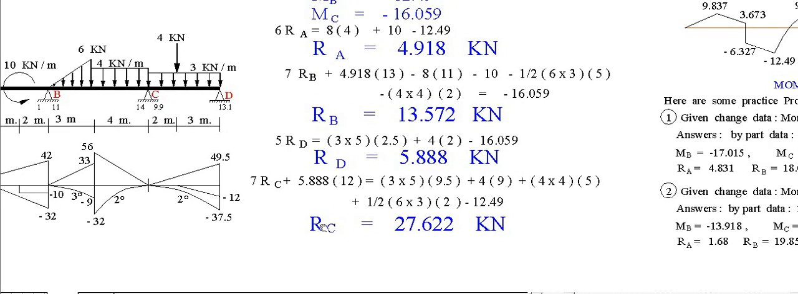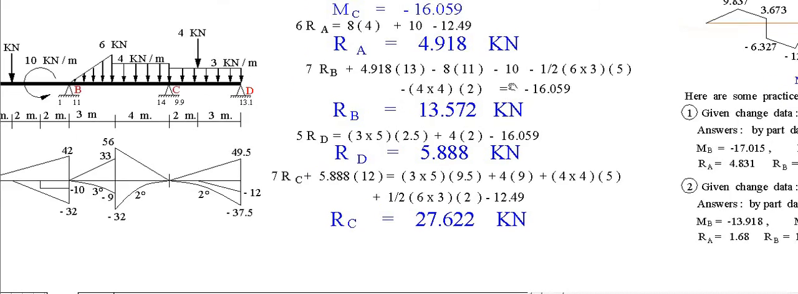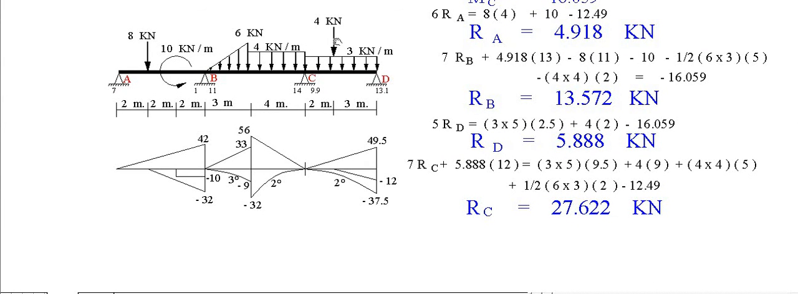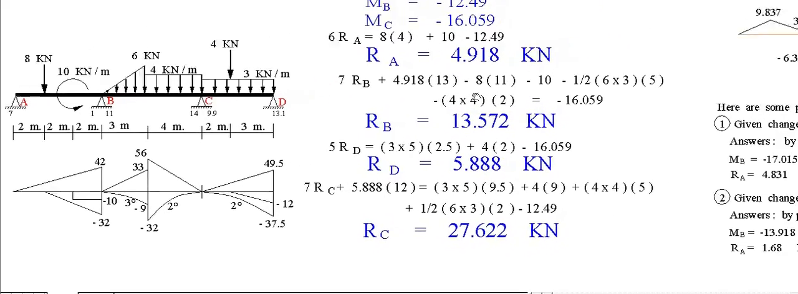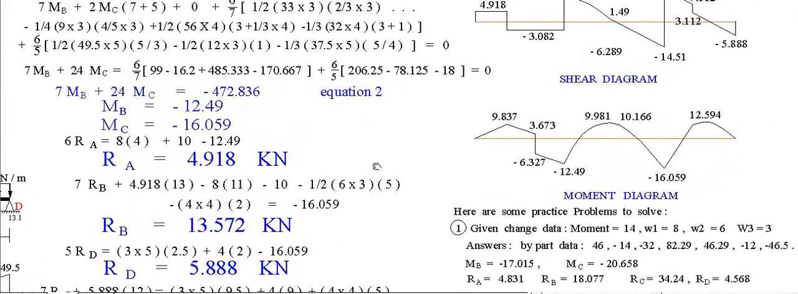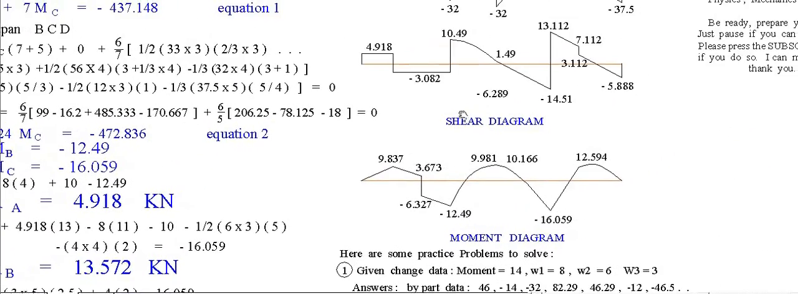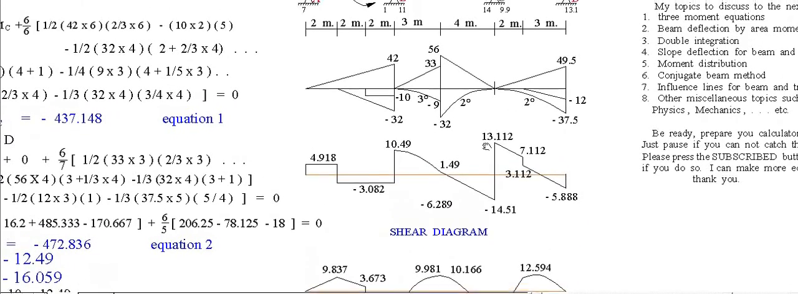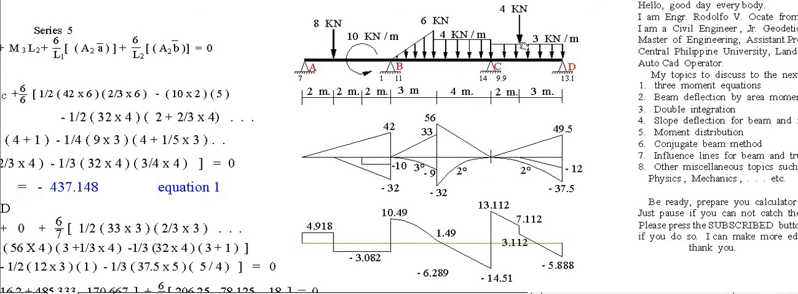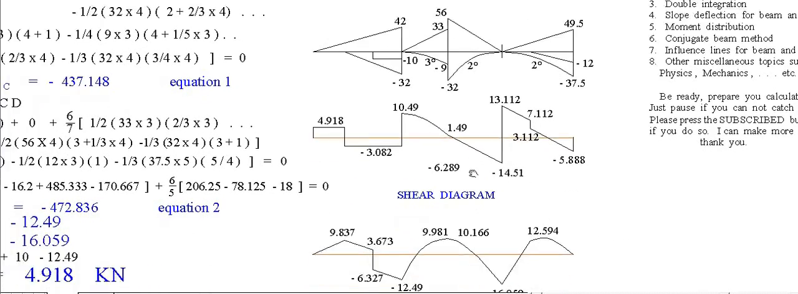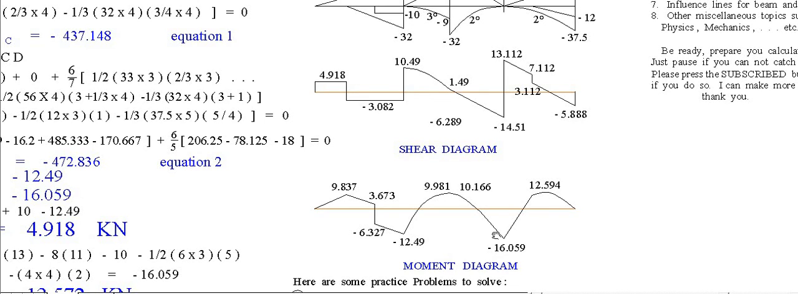Okay, the four reactions now are given. You check this: the sum of RA, RB, RC, RD, these four must equal the sum of the vertical loads on top. Given now the four reactions, we can draw the shear and moment diagram. So this is the shear diagram and this is the moment diagram. These two are under the topic of strength of materials, so I will not explain these values.